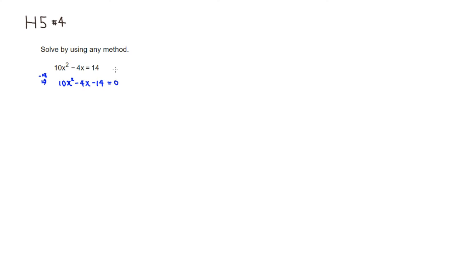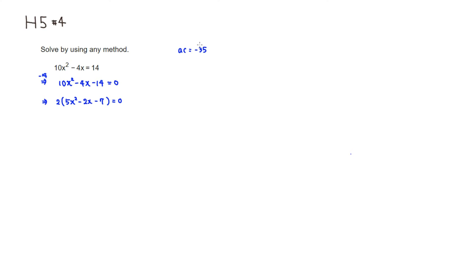Then everyone seems to have 2 in there, so I'm going to pull 2 out. So you have a 2 factored out, and you have 5x squared minus 2x minus 7. So that's equal to 0. Let's use the AC test method here. A is 5 and C is negative 7. So AC is equal to 5 times negative 7, which is negative 35.